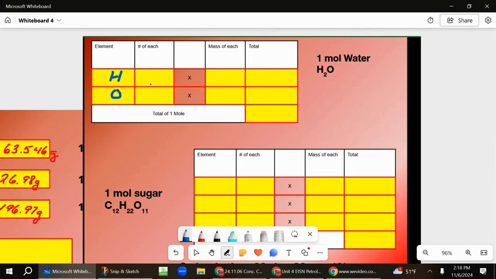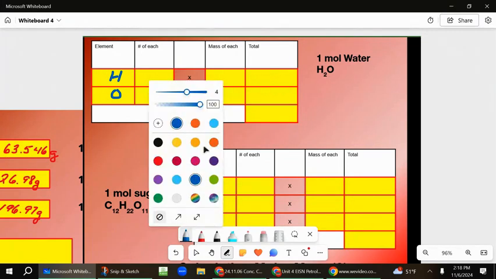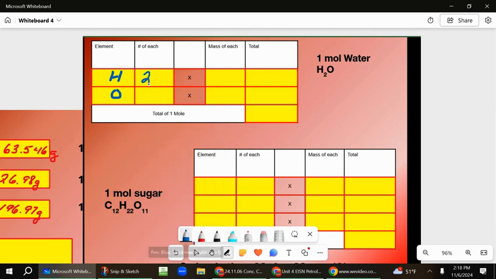How many hydrogens again, Jonathan? There are two of them. How many oxygens? One. Now, once we know the element and we know how many of them there are, we need one other thing. We need the mass off of the periodic table. So, Adeline, on the periodic table, what is the mass for each hydrogen atom?